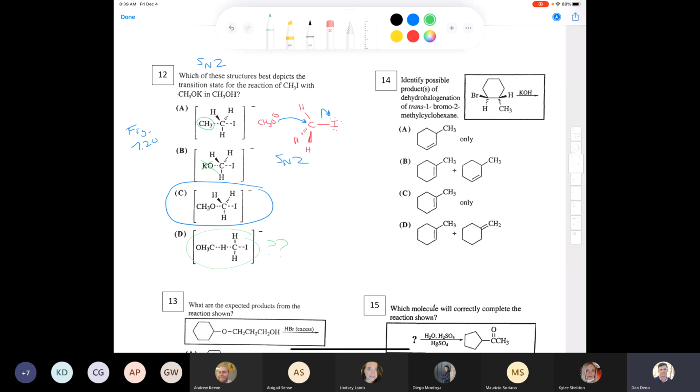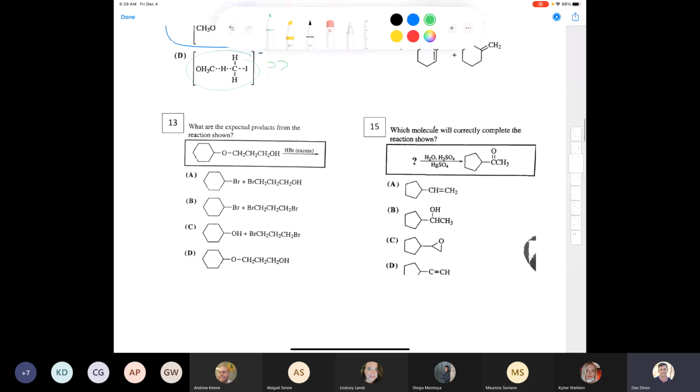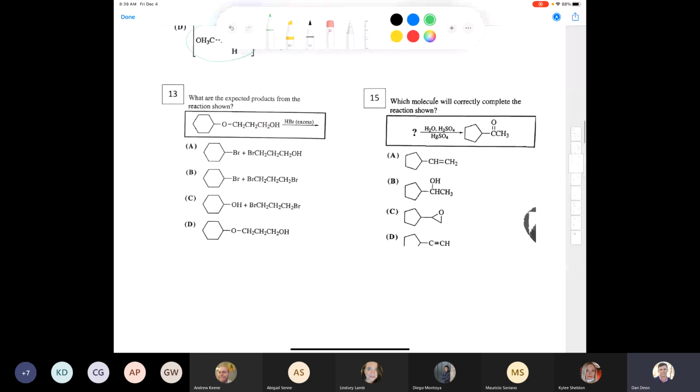Okay, well, let's try another problem. This one here, number 13, is a question I think I asked on a quiz this semester, or something almost identical to it.